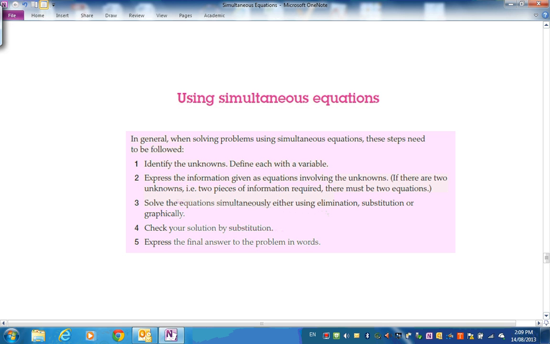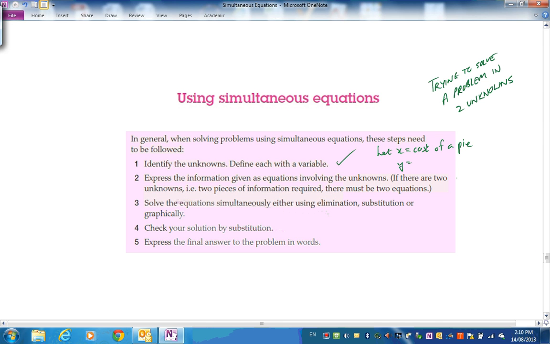What use are they? Well, we're trying to solve a problem involving two unknowns. Pies and sandwiches, or something a bit more sophisticated than that later on. A problem in two unknowns. So to do that, we're going to need two equations, as we saw before with the pie problem. Identify the unknowns and define each with a variable. Let x equal cost of a pie. Let y equal, same thing, cost of a sandwich, that idea.